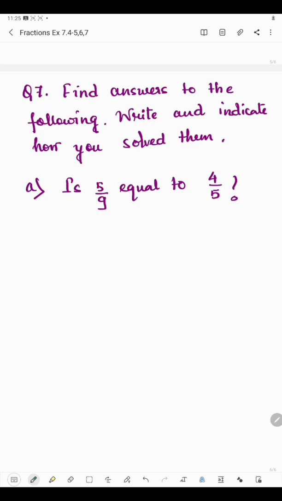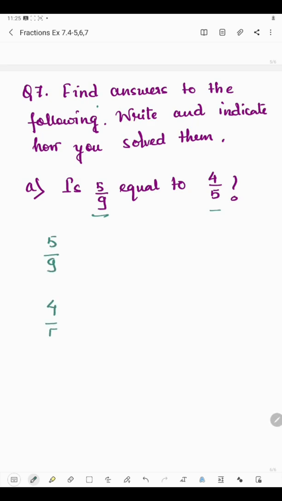Now question number 7 says find answer to the following. Write and indicate how you solve them. In the first part we have 5 by 9 equal to 4 by 5. So we will have to check whether these two fractions are equal or not. Now here if the numerator is the same or the denominator is the same, then we can easily say which one is greater or which one is smaller, or if it is equal or not, right? But here we cannot compare until and unless the denominator is the same, right? So at first we will have to make the denominator the same.